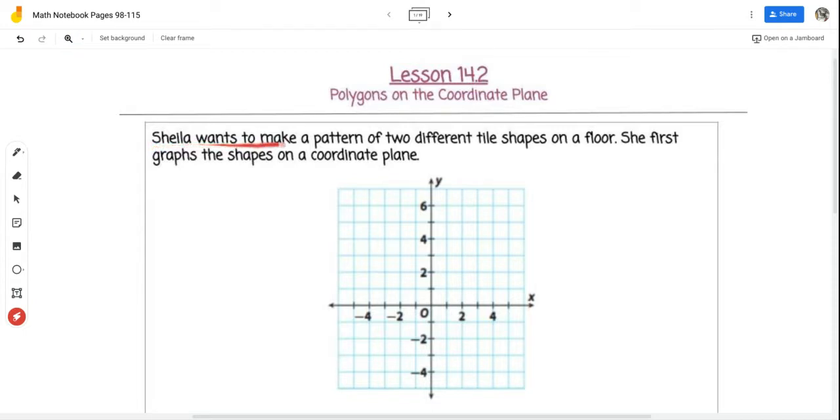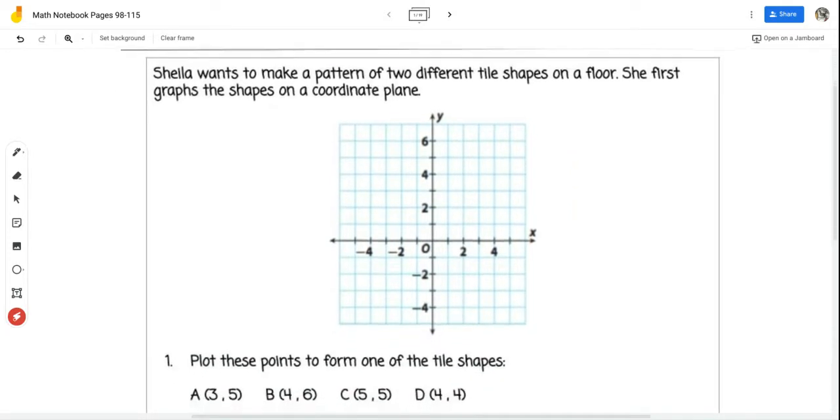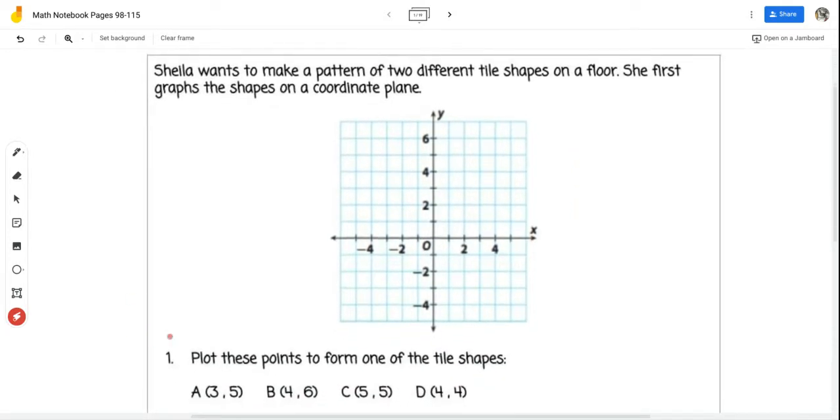Sheila wants to make a pattern of two different tile shapes on a floor. She first graphs the shapes on a coordinate plane. So she's going to graph two shapes on this coordinate plane, and these are going to be templates for her to make tiles. So if I scroll down a little bit, we have number one, plot these points to form one of the tile shapes.